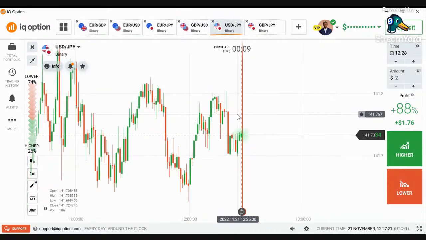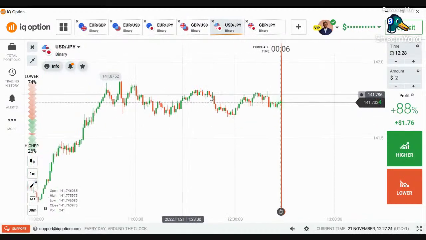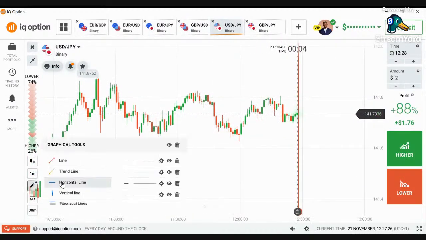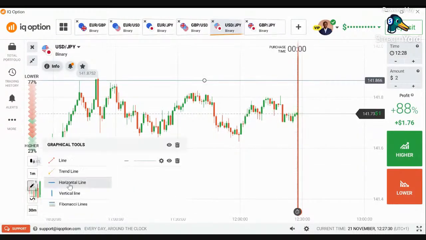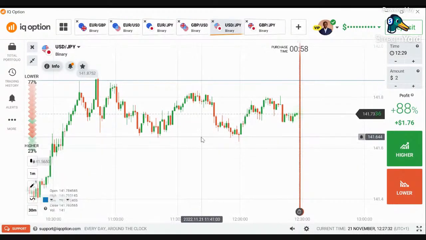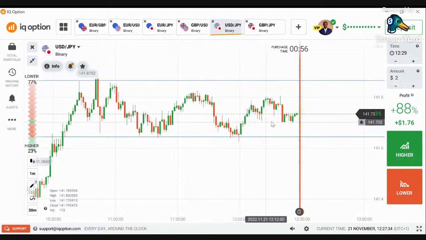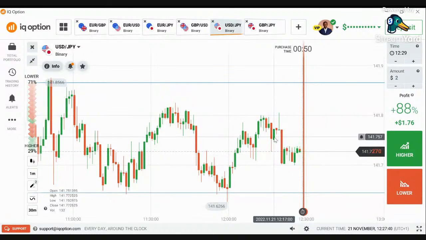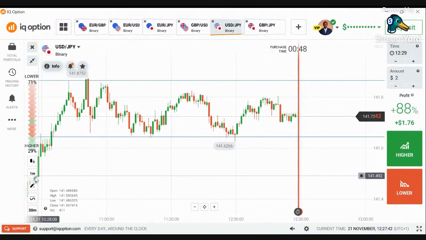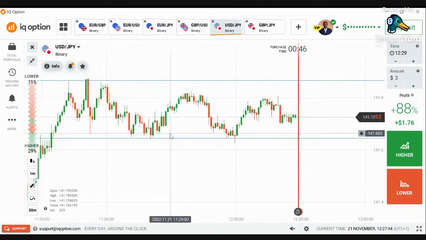On USDJPY, USDJPY is a range bound market currently. It's ranging within this high and this low on the 1 minute chart. So that is what USDJPY is doing. On the 5 minute chart, how does it look?